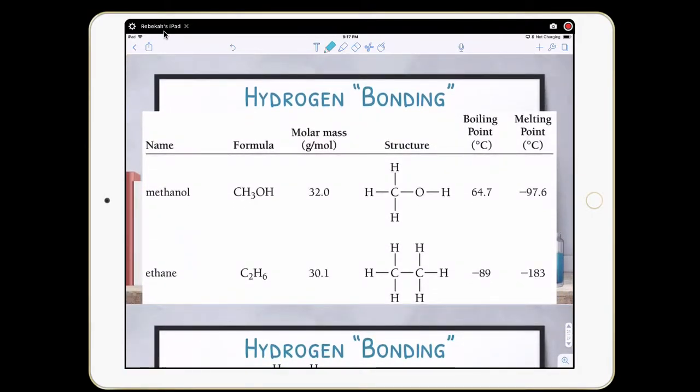So if we look here, you can see, again, we're keeping the molar mass about the same, but there are big, big differences in our melting points and boiling points if you have hydrogen bonding versus something that only has London dispersion forces. This nonpolar molecule only has London dispersion. This is our special bond right here for hydrogen bonding. Just way, way different.